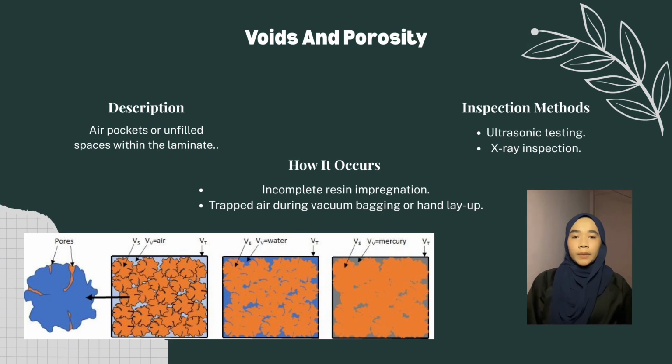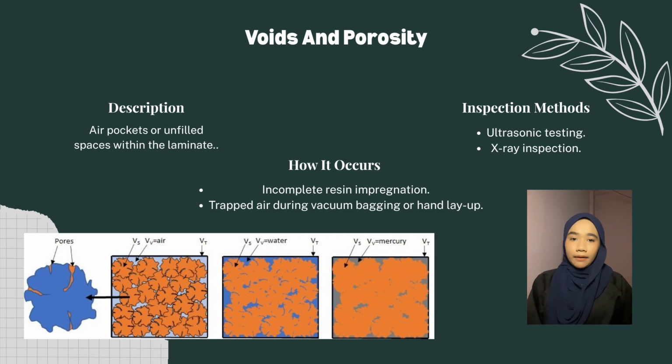And the last common damage in sandwich structure is voids and porosity. Voids and porosity are air pockets or unfilled spaces inside the laminate. These are defects that reduce the strength and integrity of the composite. For how it occurs, first is incomplete resin impregnation, because the resin doesn't fully wet out the fibers, leaving gaps. Next is trapped air, which happens during vacuum bagging or hand layup if not done carefully.